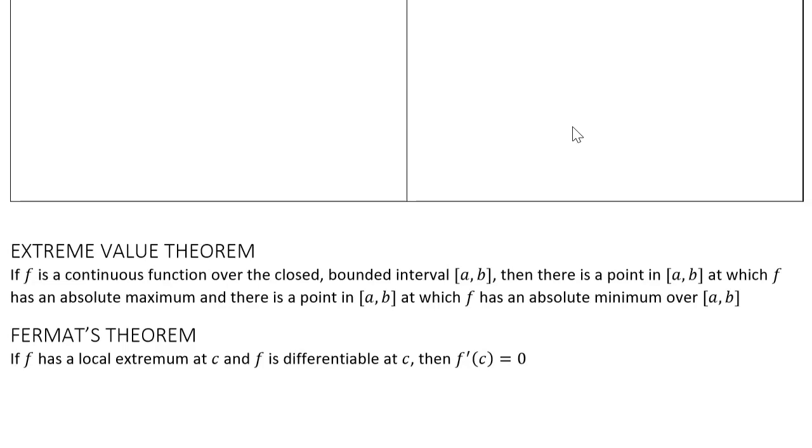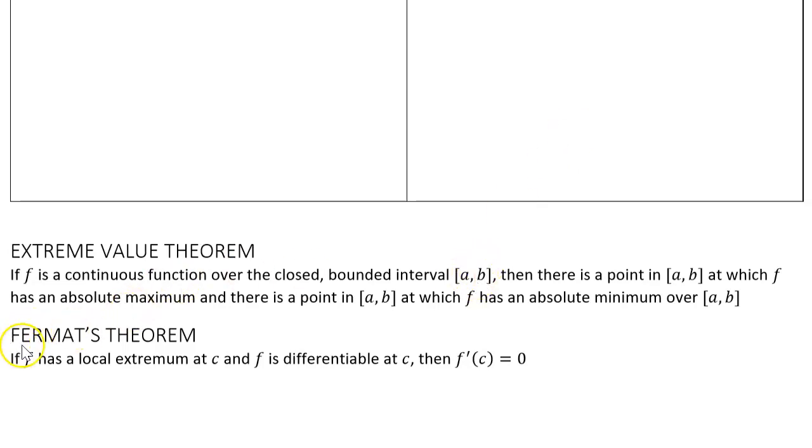If f is a continuous function over the closed bounded interval from a to b, then there's a point in a to b at which f has an absolute maximum and a point where it has an absolute minimum. It's got to have both because it's been bounded. The function can't go to infinity when it's on a limited closed interval.